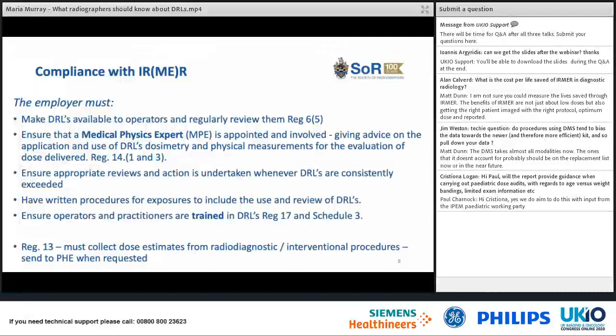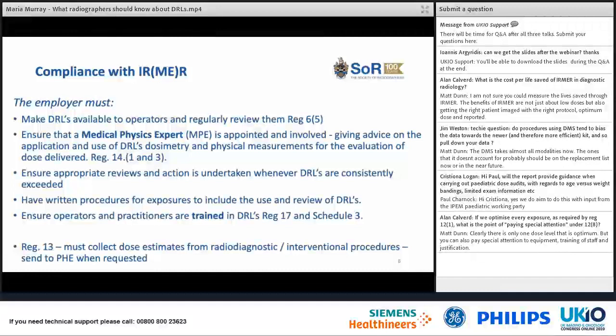Regulation 13 is about departments collecting dose estimates for typical patients, for typical pieces of equipment, and sending them to Public Health England whenever that's requested. More about that in a minute. So LDRLs, or local DRLs, normally should be reviewed at least annually or up to 2 years, but really they should be reviewed if they're consistently exceeded.